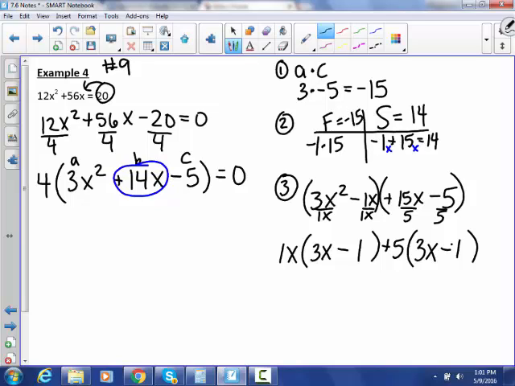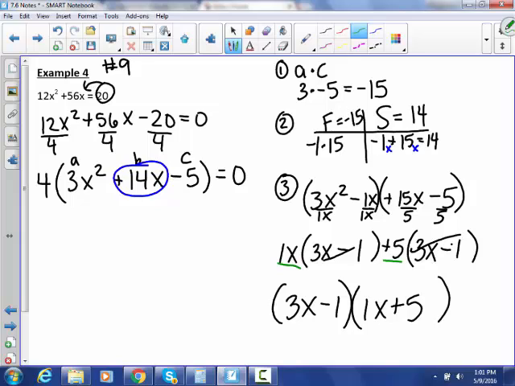Remember, we want our two parentheses to be the same. That means we did everything right. Okay? So our parentheses that's the same comes out front, and whatever's left goes in the second parentheses. Okay, so now this thing is factored. Okay, we've got that thing factored now.